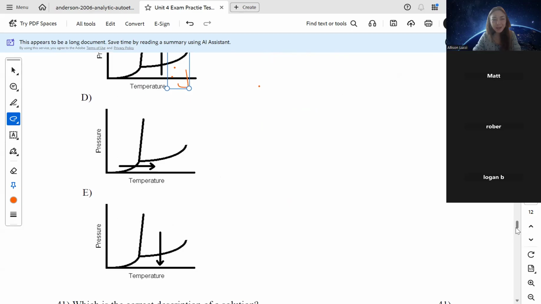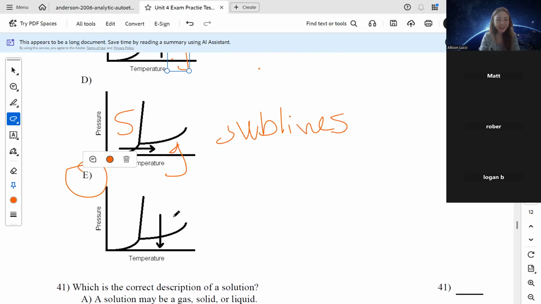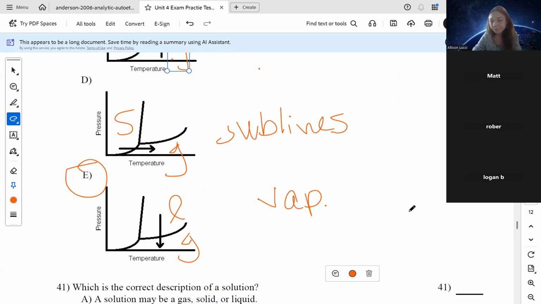Let's see, part D. Now we're going directly from solid to gas. So this is when something sublimes, right? This is sublimation. So E must be the right answer by process of elimination. We're in the liquid phase, going to the gas phase here, so we must be in vaporizing, right? So that's our correct phase change.